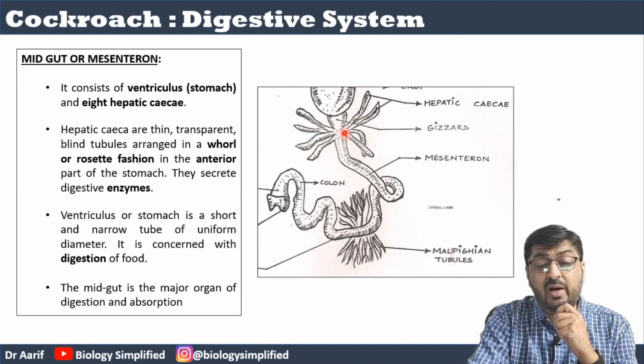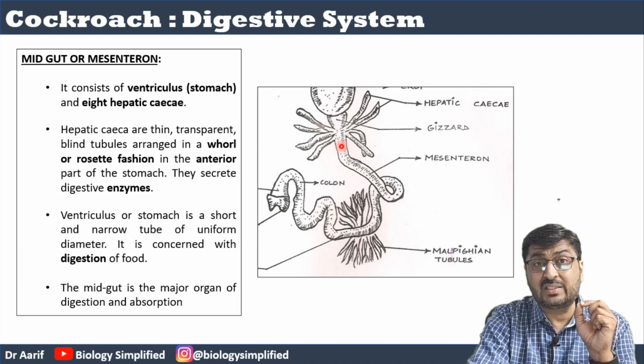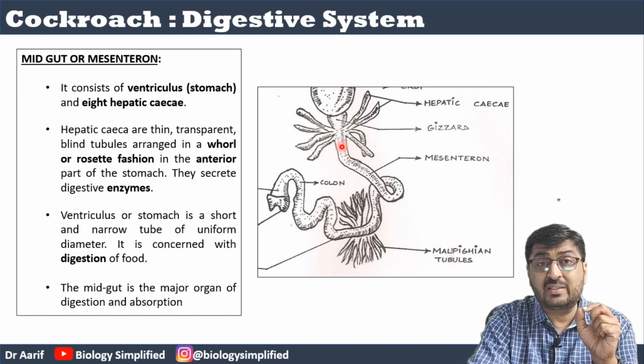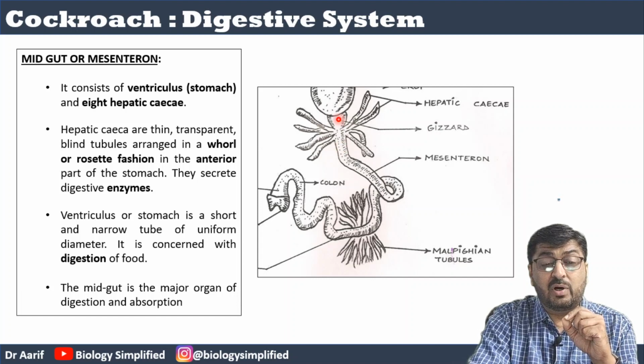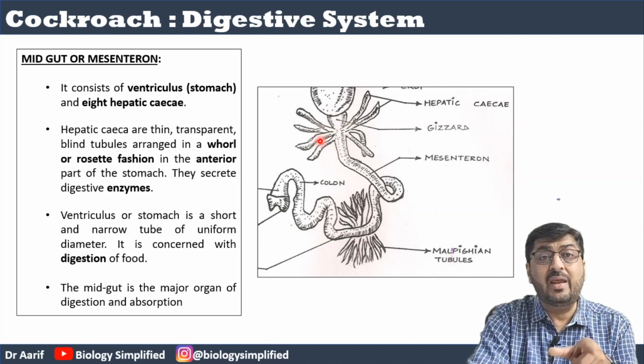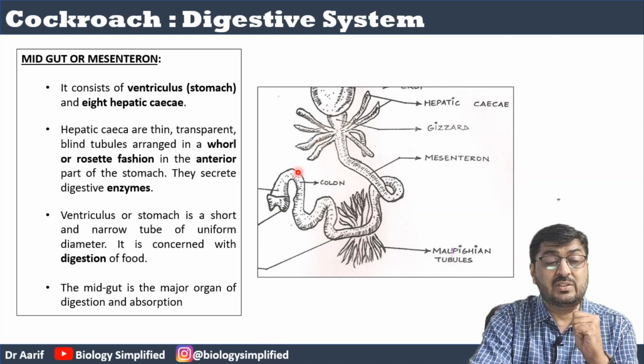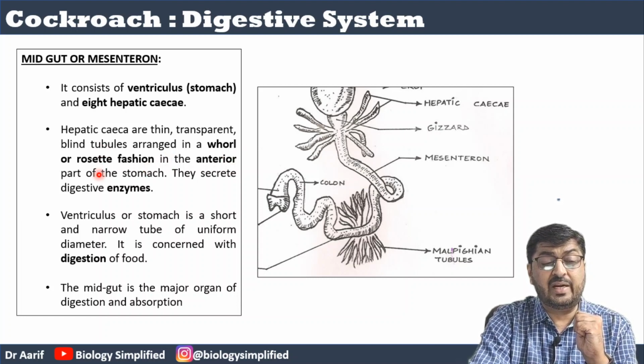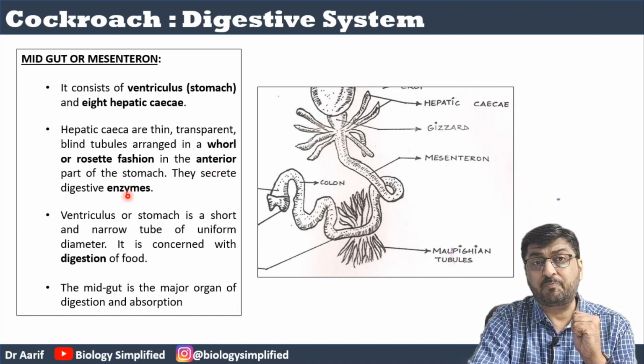Now can you look at the location of the hepatic CK at the junction of the foregut and midgut? जहां foregut खत्म होता है, जहां midgut start होता है, that is where the hepatic CK are located, right. What is happening in the gizzard? The food is being grounded and then being released in the stomach. Hepatic CK का काम है to release the digestive juices, right. Hepatic CK are thin, transparent, blind tubules, right. Now blind, closed at one end, arranged in a whorl or a rosette fashion in the anterior part. They secrete digestive enzymes, right.